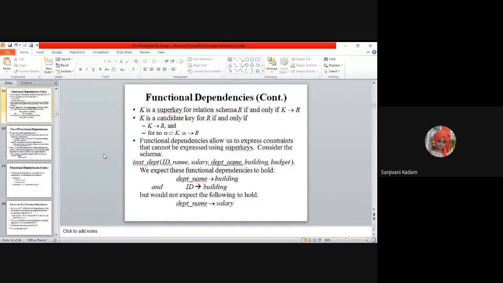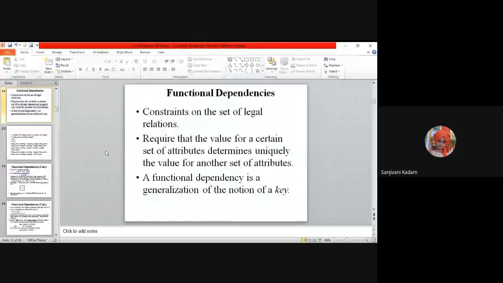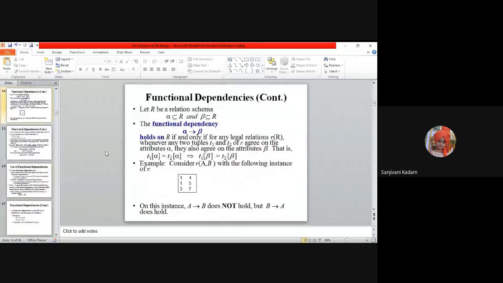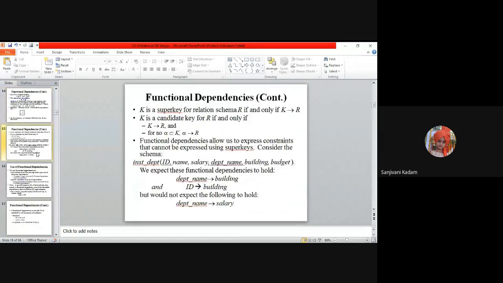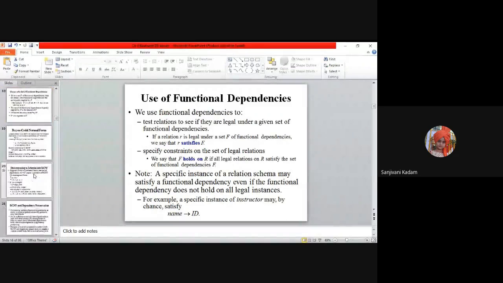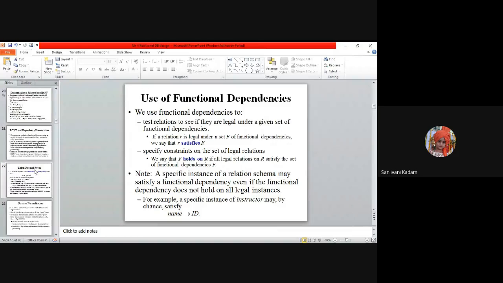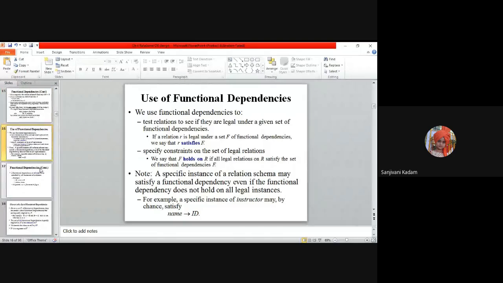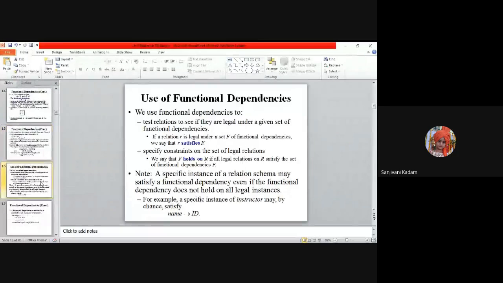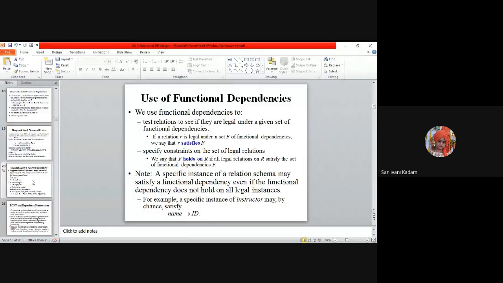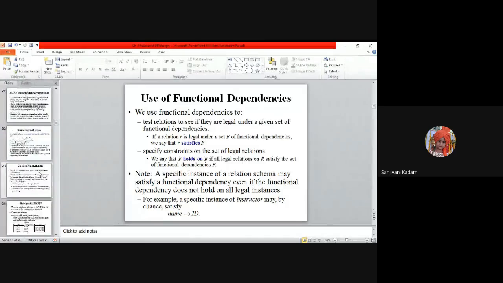So let us continue. Where is the second normal form? Okay, I couldn't find the second normal form.